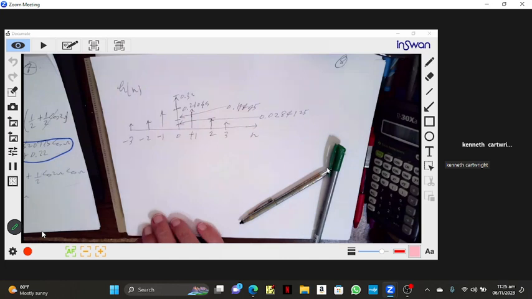I'm going to have to reboot my whole computer before my next class because I don't know why my document camera is going crazy.